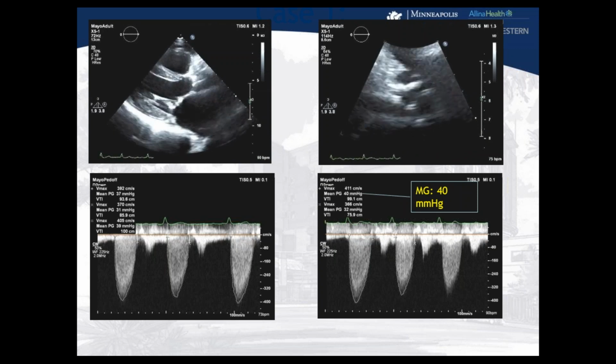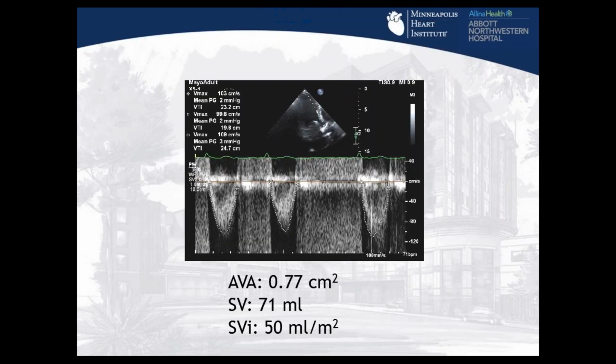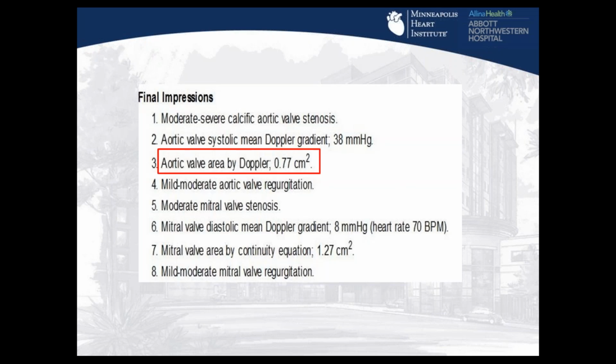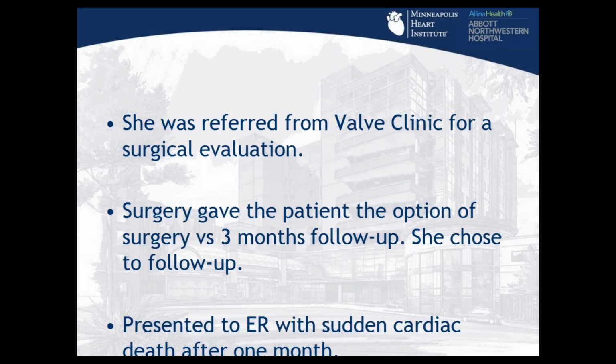So the question is, should we use his average and call him moderate AS, or should we use his peak and call him severe AS? His valve area is 0.7, stroke volume is 71, and his stroke volume index is 50. So that's what the report called him. He called him moderate to severe AS. Although they put the valve area there of 0.7, I think they were hesitant to call it severe with an average gradient less than 40.